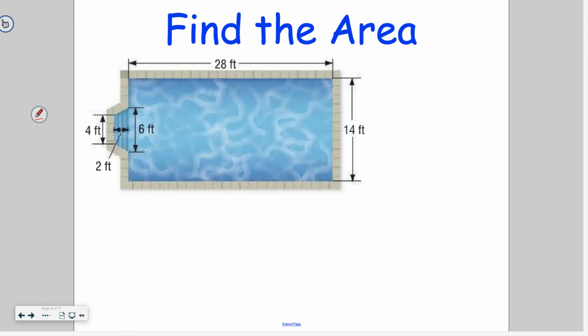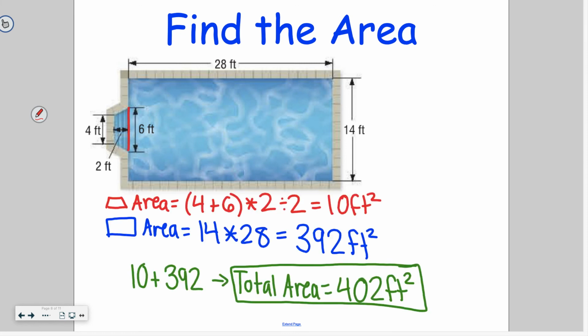Go ahead and break this one into 2 shapes and solve on your own. So you have the tiny little trapezoid off to the side and then the giant rectangle on that right side. Tiny trapezoid, base, add those together, times the height, divide by 2. And then our rectangle, we've got base times height. And when I add those together, I get 402 feet squared.